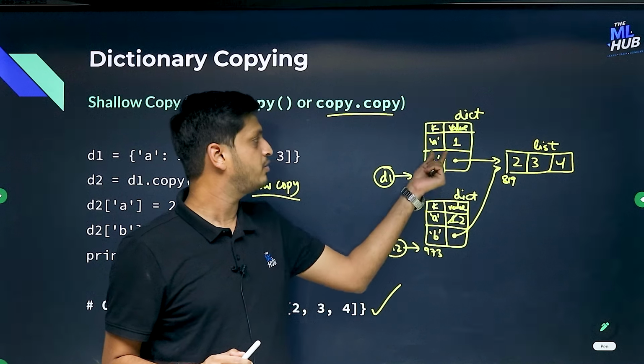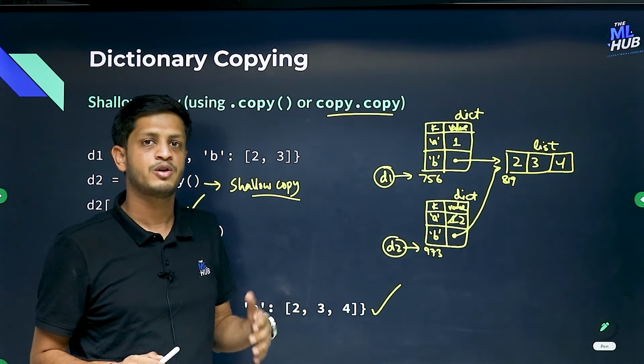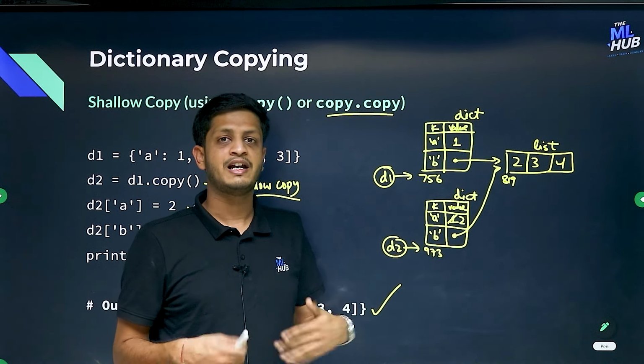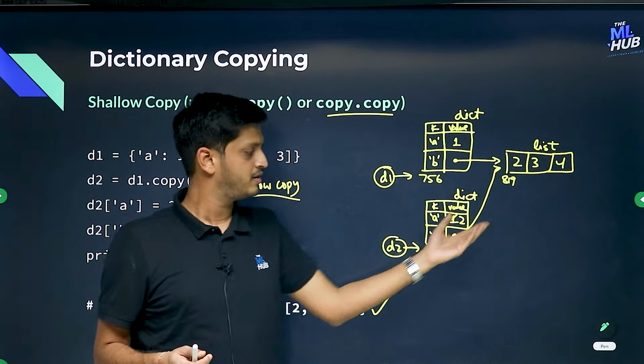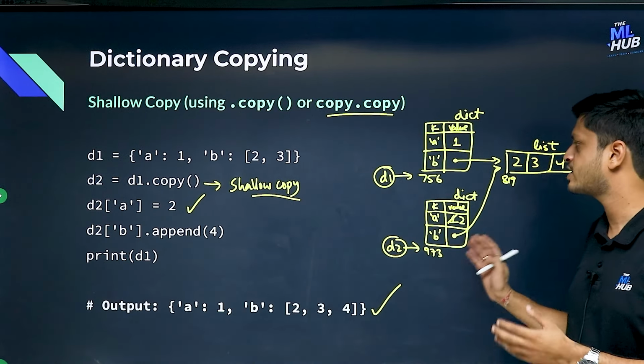So if you have a value which is like integer or floating point value or complex number or boolean, that will be copied. But if you have a list or tuple, any collection, that will not be copied because that will be present in another memory address. Okay. So that is how it is done. This is what shallow copy means.